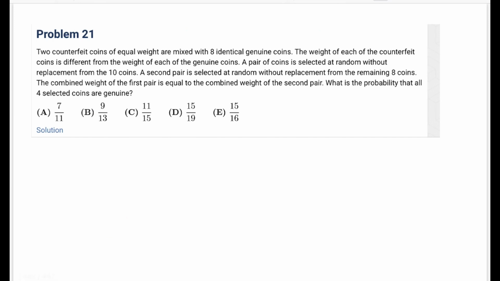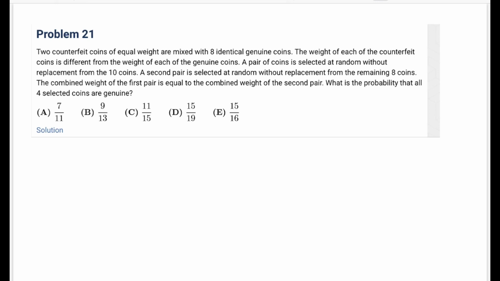Problem number 21. Two counterfeit coins of equal weight are mixed with 8 identical genuine coins. The weight of each of the counterfeit coins is different from the weight of each of the genuine coins. A pair of coins is selected at random without replacement from the 10 coins. A second pair is selected at random without replacement from the remaining 8 coins. The combined weight of the first pair is equal to the combined weight of the second pair. What is the probability that all 4 selected coins are genuine?